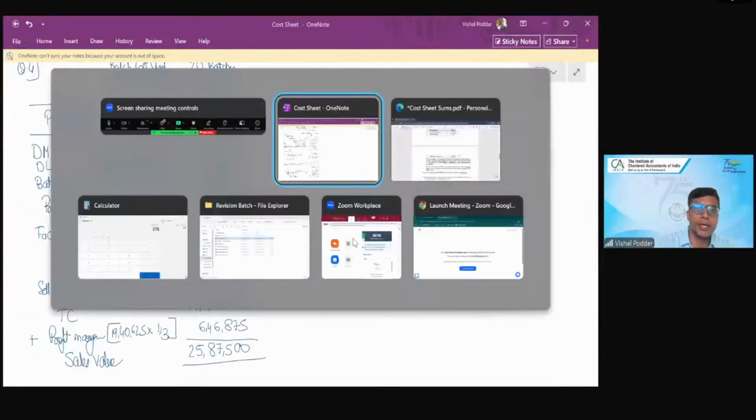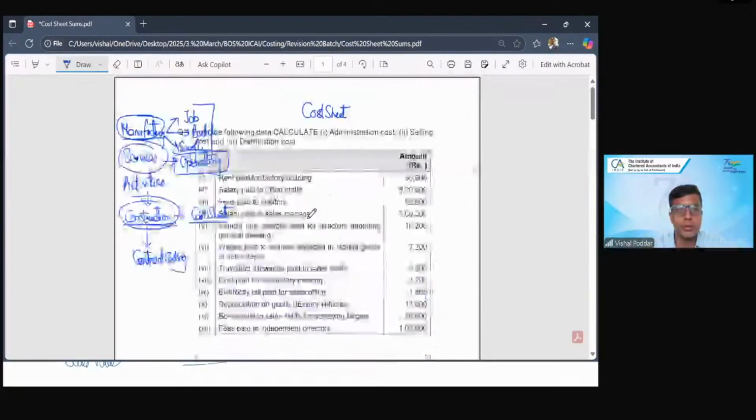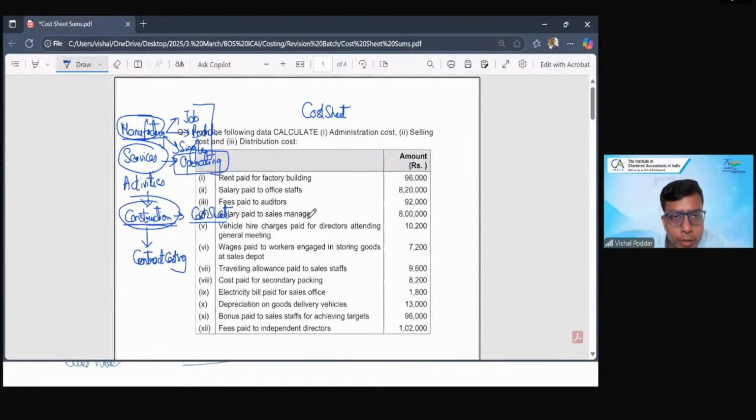So let us go back and take up a conceptual sum. Till now we were doing a lot of mathematical sums. So let me take you to question 1. What does question 1 say? From the following data, calculate administration, selling, distribution. So basically in this sum, we have to categorize the expense into these 3 categories.